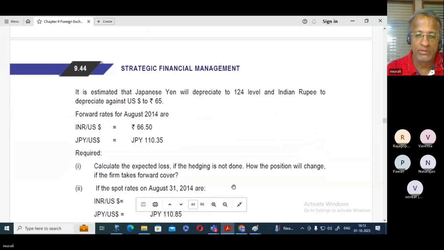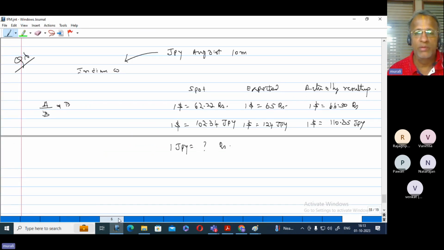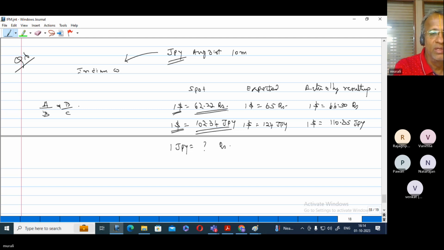This is the problem we have just read out. An Indian company is expected to receive 10 million JPY by 31st of August, but there is no INR-JPY quotation. We have the code for $1 expressed in so many Indian rupees, and $1 expressed in so many JPY. We want to know how many Indian rupees they will realize for 1 JPY. So the cross rate quotation is A divided by B into B divided by C. B and B will get cancelled and you get A by C.